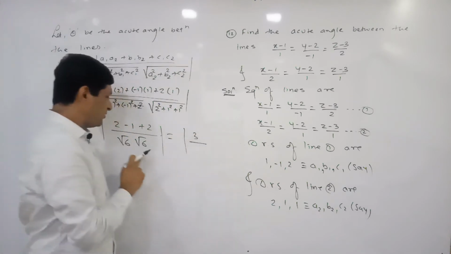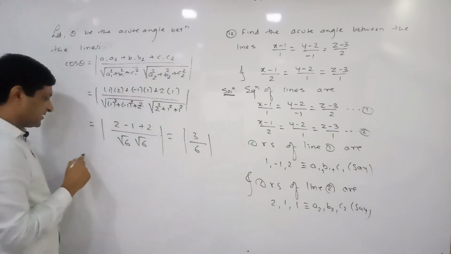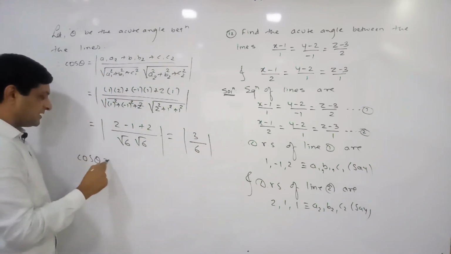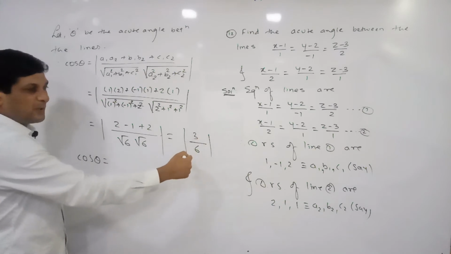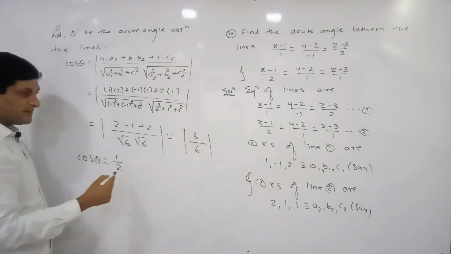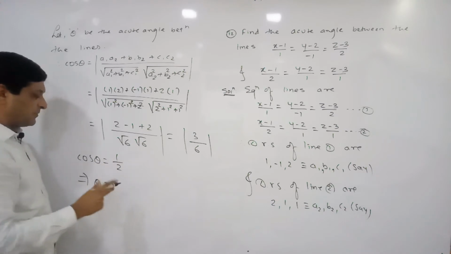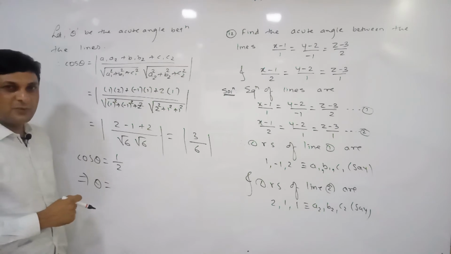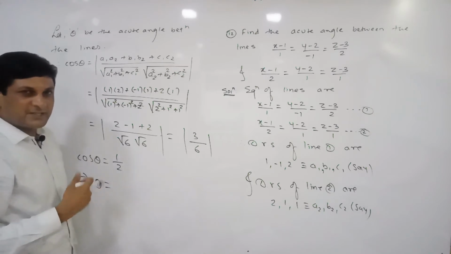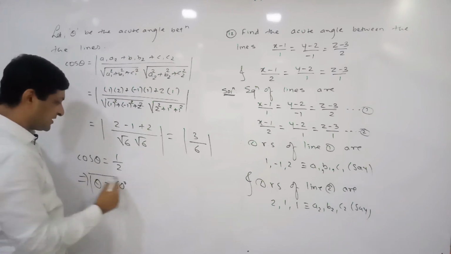3, and in the denominator root 6 into root 6 will be equal to 6. Means what result are we getting here? Cos theta is equal to 3 upon 6, which will be equal to 1 by 2, and mod of plus 1 by 2 is 1 by 2. So this implies that theta will be equal to, when the value of cos is plus 1 by 2, theta is equal to 60 degrees. Means here we can say that theta is equal to 60 degrees.